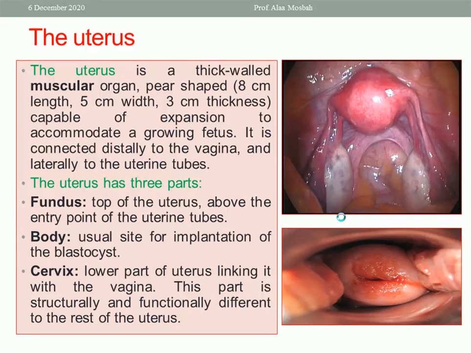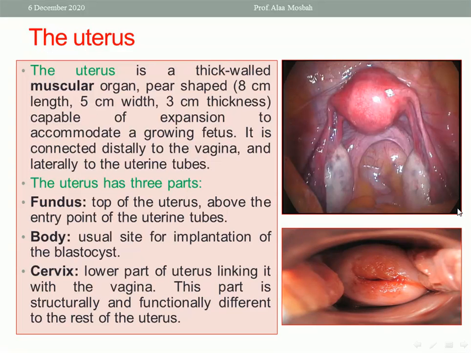So, what about the uterus? The uterus, as you see in the picture, which is a laparoscopic picture, is a thick-walled muscular organ, pear-shaped. The dimensions are about 8 cm in length, 5 cm in width, and 3 cm in thickness on average, capable of expansion to accommodate the growing fetus if pregnancy happens. It is connected distally to the vagina and laterally to the uterine tubes.